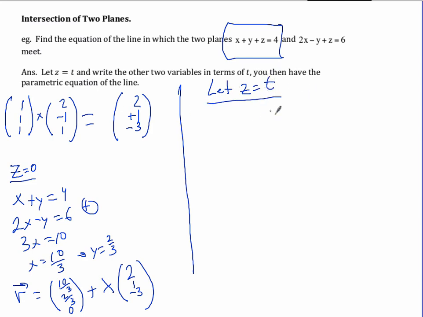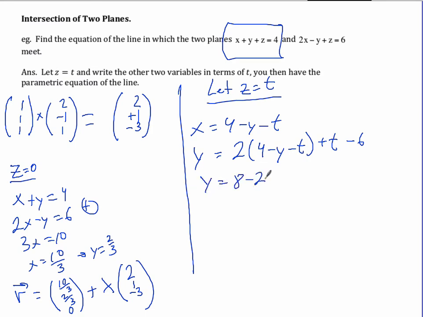We're going to then find the vector equation like this, right? So let z equals t and x equals 4 minus y minus t, using this. Now we use this one right here. y equals 2 times x, and I'm substituting this in for x. So y equals 8 minus 2y minus 2t plus t. I should probably use t here instead of lambda, because now I'm using t over here. If you solve that, you get y equals 2/3 minus 1/3 t.